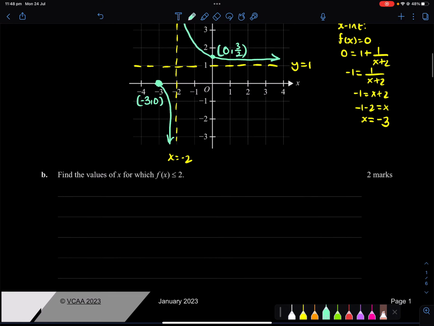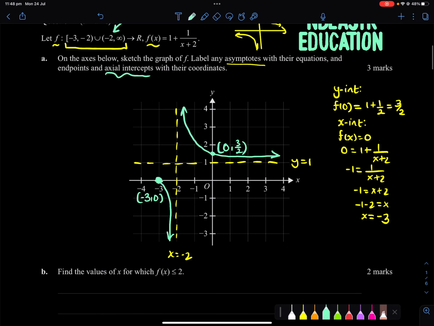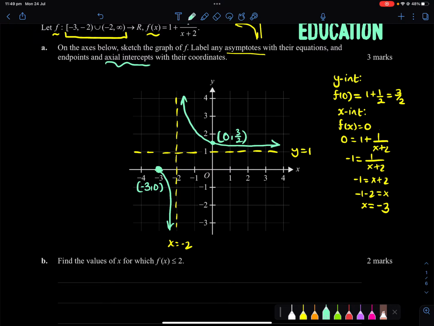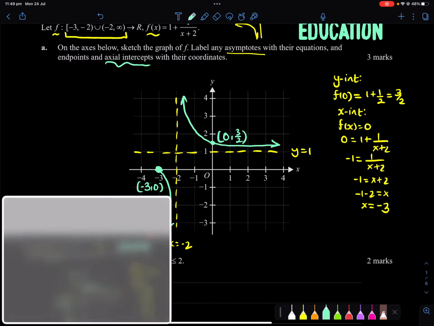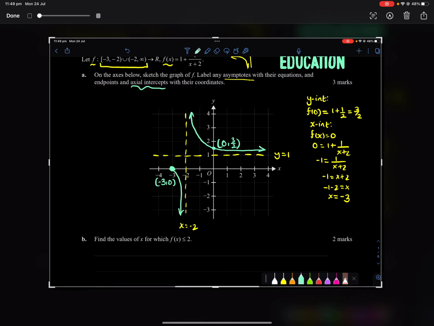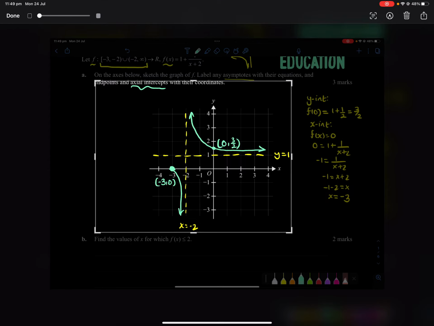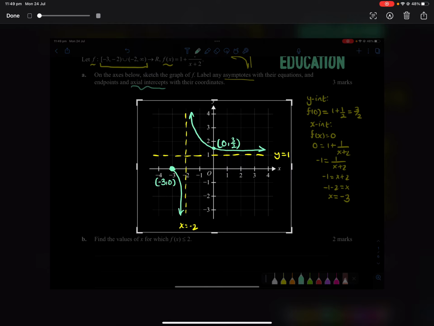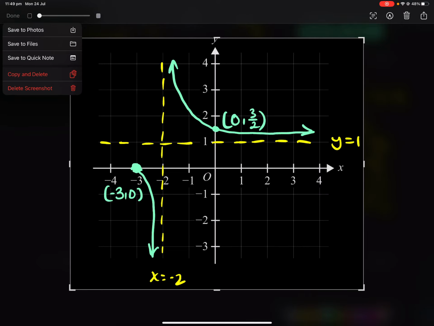Perfect. Question B. Find the values of x for which f of x is less than 2. To do that question, the easiest way is to use your graph. So I'm just going to take a picture of this graph over here. It's a screenshot, and I'm going to use it to help me answer that question.